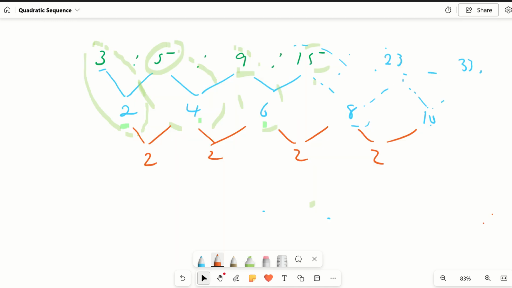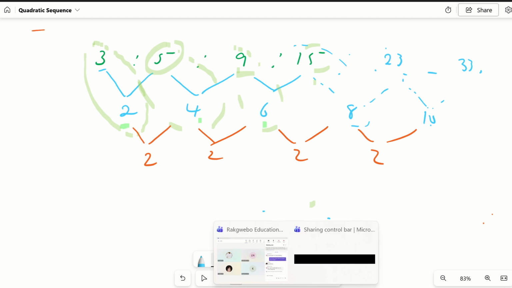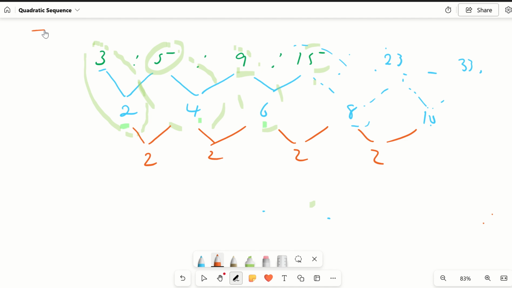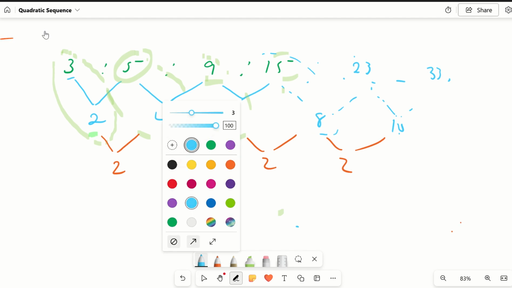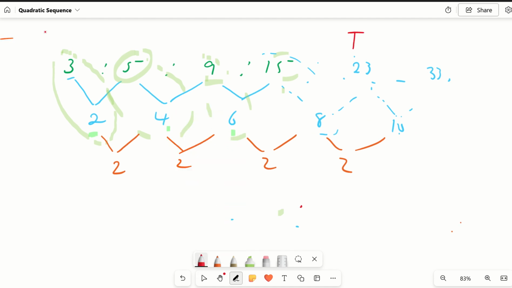Right, so yeah, this is what we call a quadratic pattern, as you see the definition at the top. So now the question was, as I said, find t5 and t6. We used that process to find those two terms.